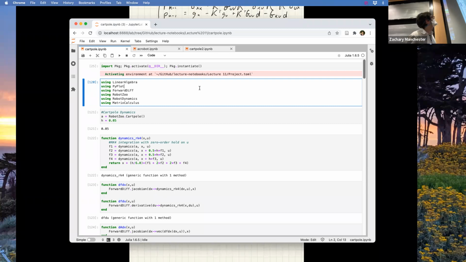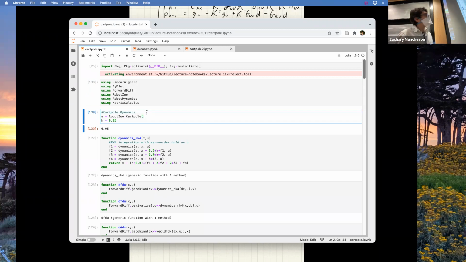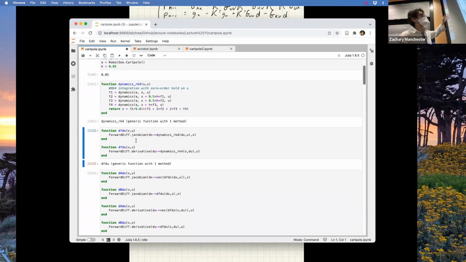So here we go. This is coming from our dynamics library, so I didn't have to write this down by hand. 20 Hertz time steps. We're going to use RK4 like we've been doing. And I'm specifically using ForwardDiff, which is automatic differentiation, right? To get the A and B matrices. That's what these guys are, right? Derivative of the dynamics with respect to X and U.